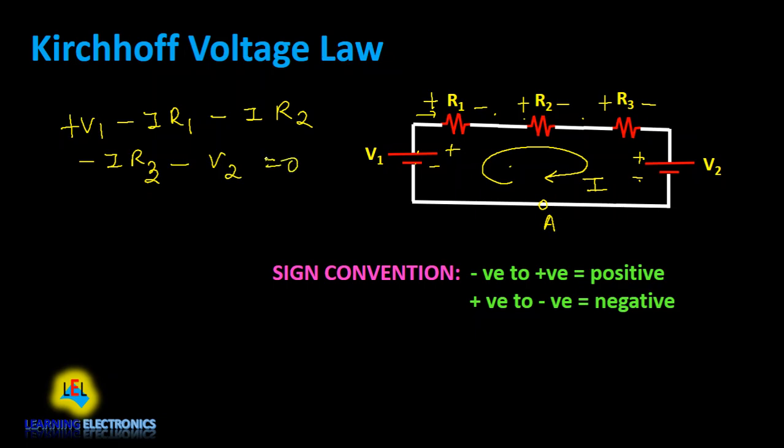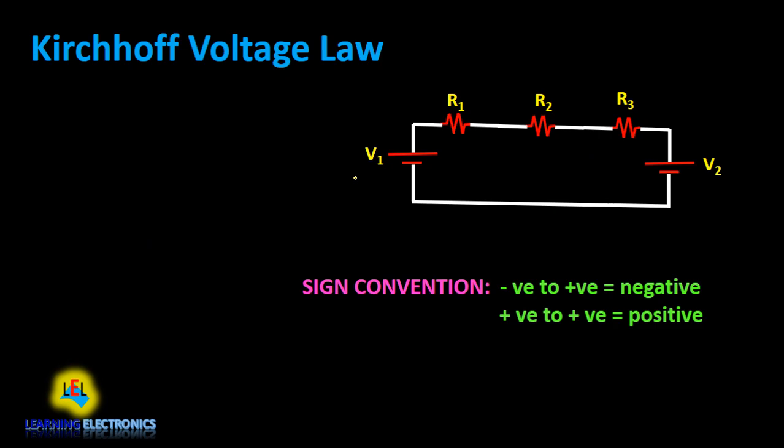equal to 0. So from this equation we can write V1 minus V2 is equal to I into R1 plus R2 plus R3. So in this way we can find out the KVL equation and also the current in the loop.